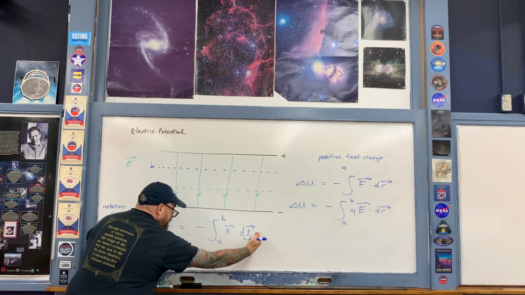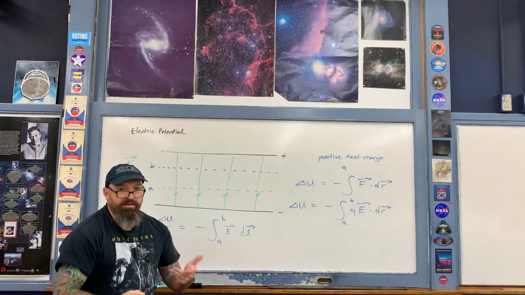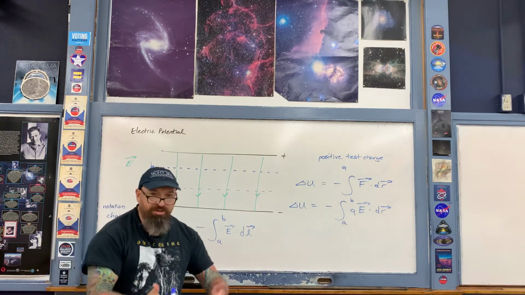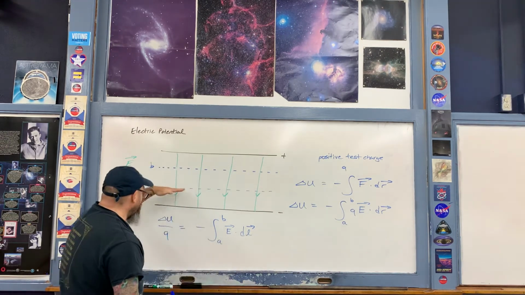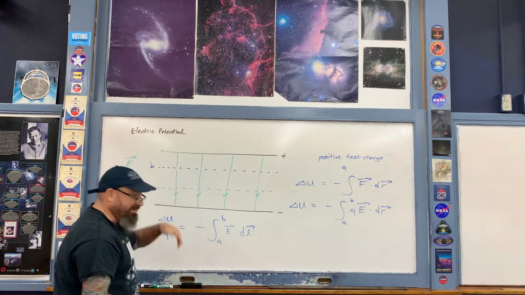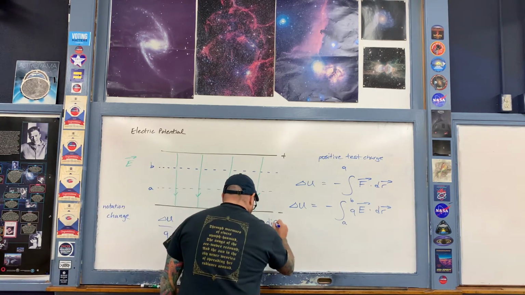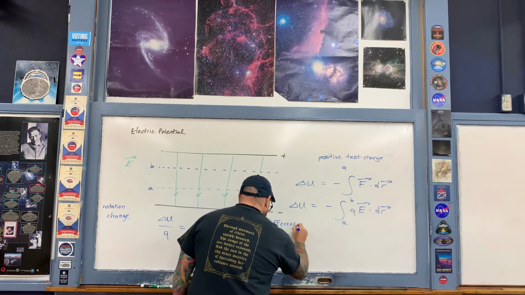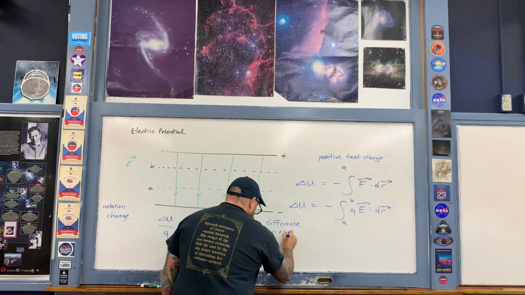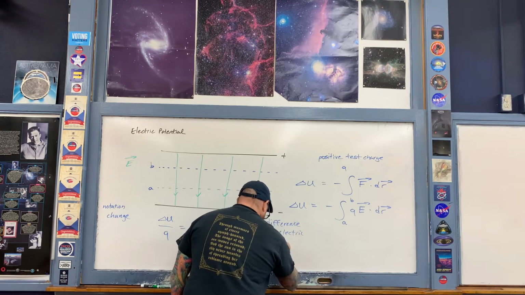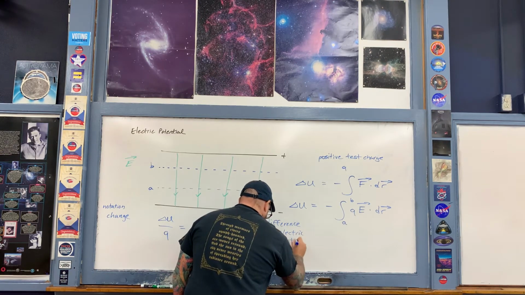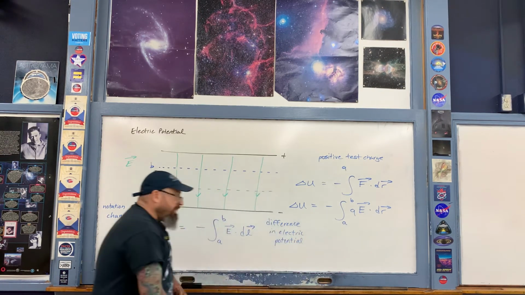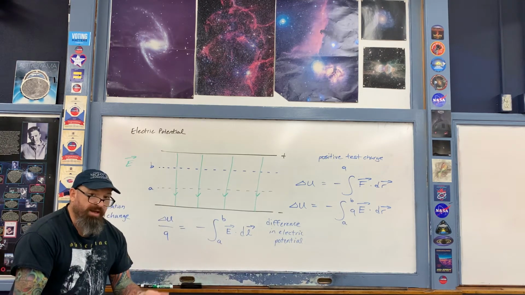This quantity right here is now the difference in electric potential, the difference in the potential to have potential energy when we go from point A to point B on the diagram. So, difference in electric potential. This is also referred to, by the way, as voltage.